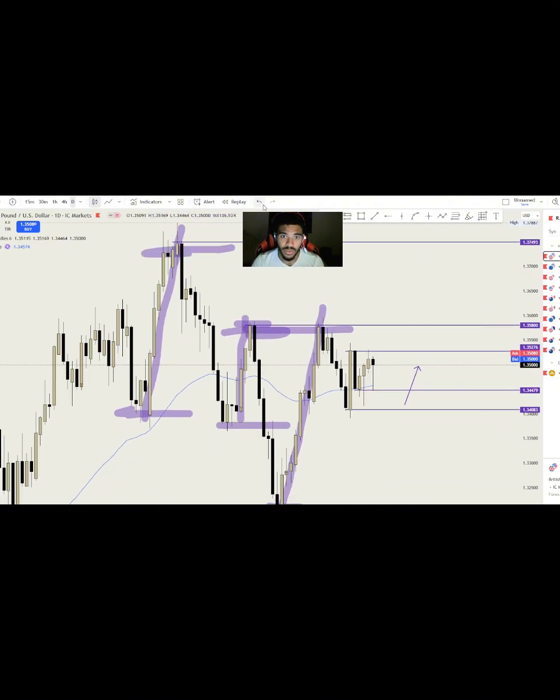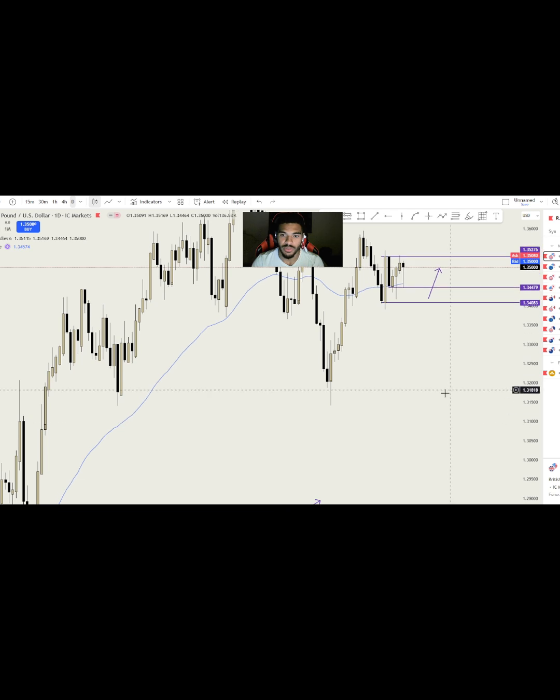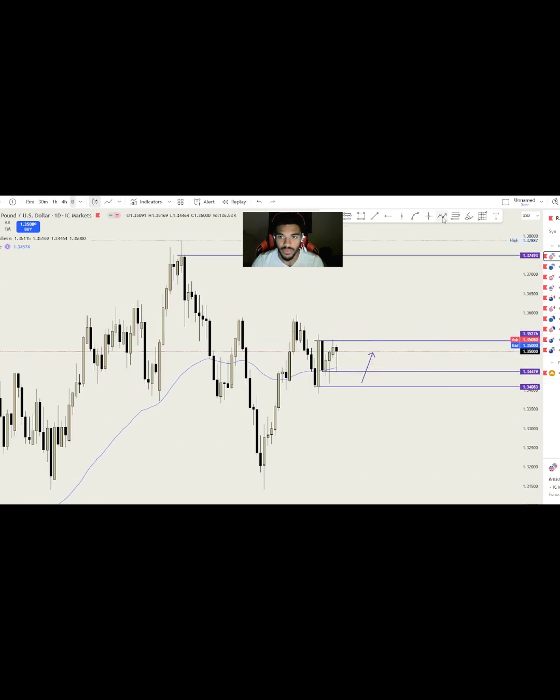What I am seeing though on GBP USD, if I go back and do it this way, you can see it a little bit better. I'm seeing a head and shoulders pattern, a reverse head and shoulders. So you've got the left shoulder, head, right shoulder, and it's coming up here. So what I'll be waiting for is clearly a break of this zone for it to continue going up.